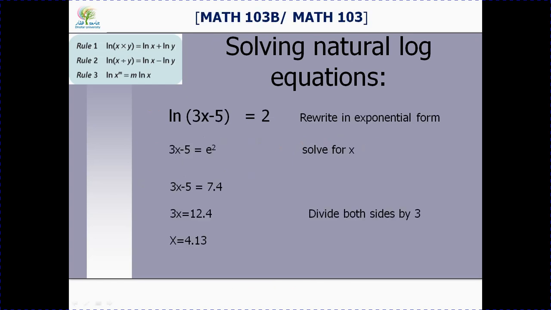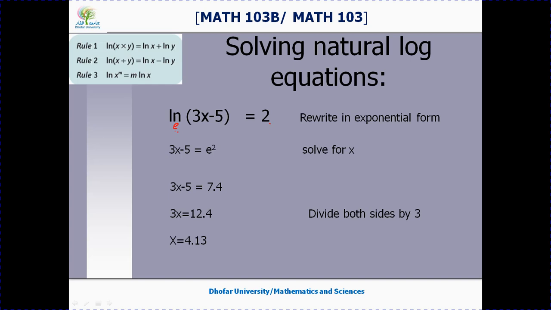Now, what if I start with a logarithmic equation? So this is ln of 3x minus 5 equals 2. This is a logarithmic equation. In order to solve it, I have to rewrite it in exponential form. How can I write it in exponential form? Don't forget that there is a base e here. So e to the power 2 equals 3x minus 5. So 3x minus 5 equals e squared.